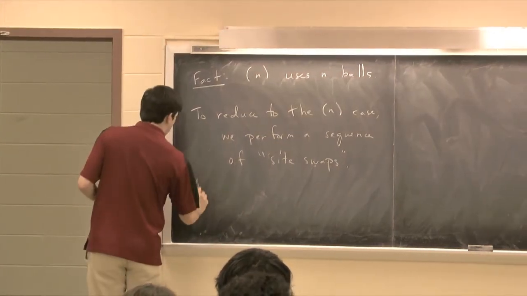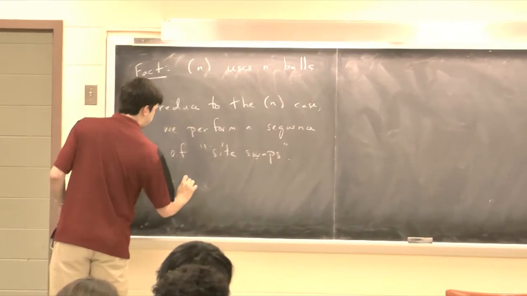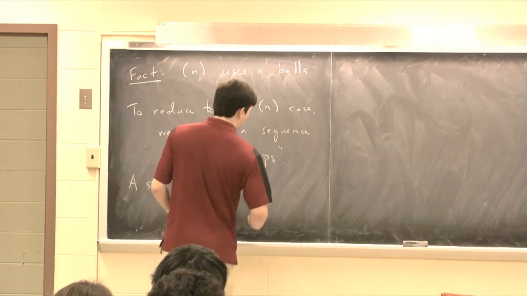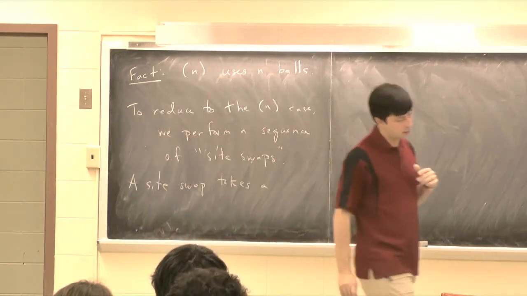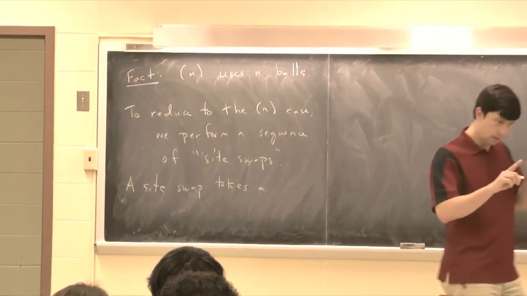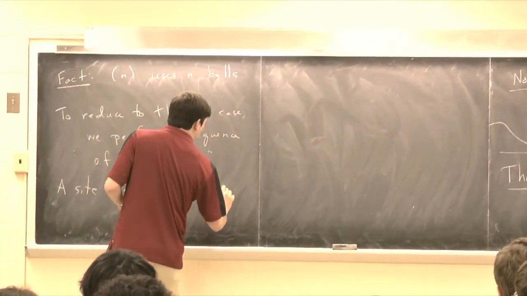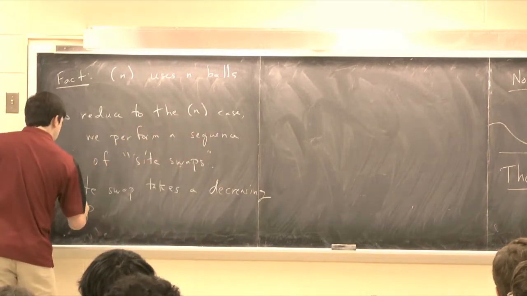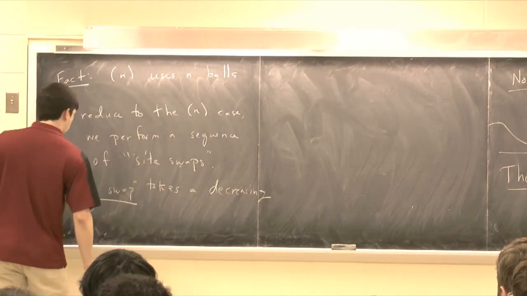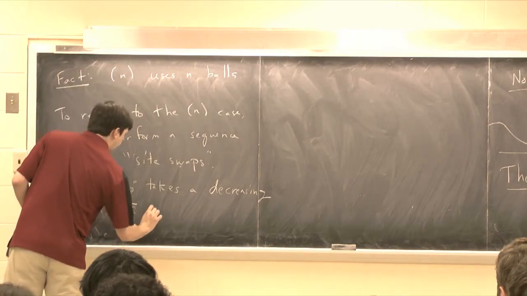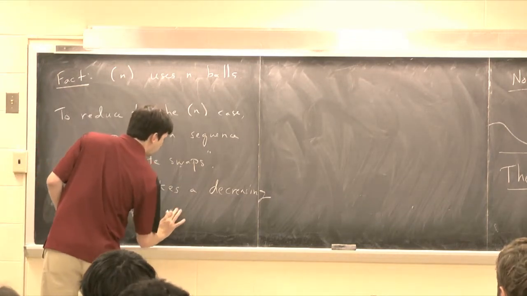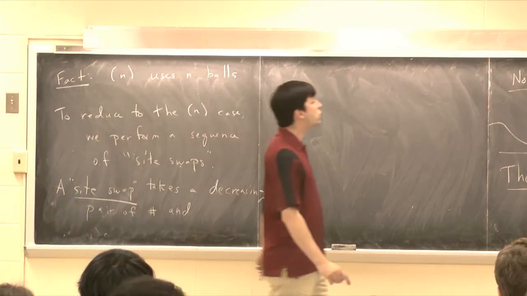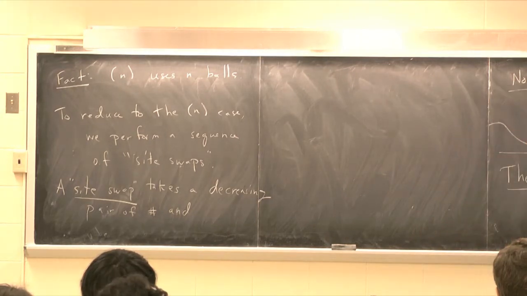Okay. So a site swap takes a, remember it's decreasing, right? Yes. Decreasing. It's a decreasing pair of numbers. This is the definition of site swap. And so a decreasing pair of numbers in the site swap notation is going to say when certain balls are going to come down. Okay, so I'm going to write it down for this one.